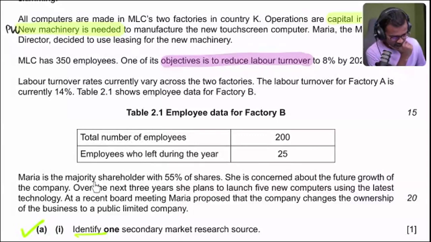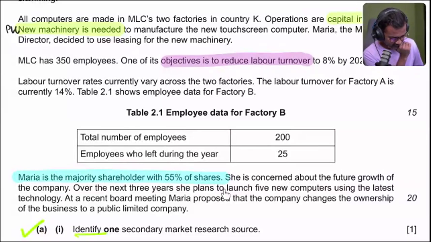Now, Maria is the majority shareholder with 55% of shares. This is definitely a discussion that you would have when you are converting from a private to a public limited company, because the biggest shareholder has the biggest say. And we already know that there is one person clearly who has the majority stake. So she will have the final say of whether we should do it or we shouldn't do it. She is concerned. So already we're seeing the opposition might come from Maria, right? She is concerned about the future growth of the company.